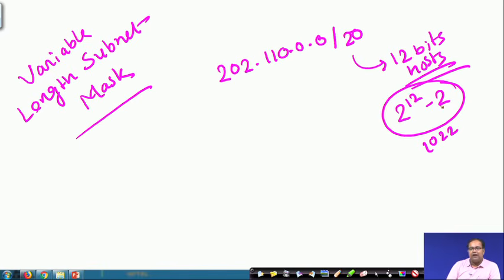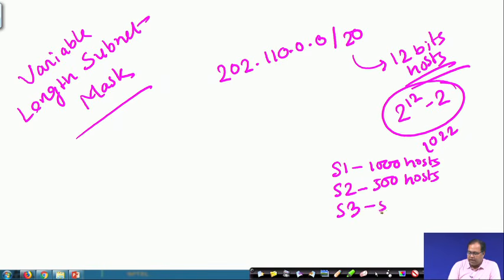Now, assume that you want to divide it into 3 different subnets with subnet 1 having 1000 hosts, subnet 2 having say 500 hosts, and subnet 3 having another 500 hosts. Now, if this is the case, then for subnet 1 you require 10 bits, because 2 to the power 10 equals 1024.